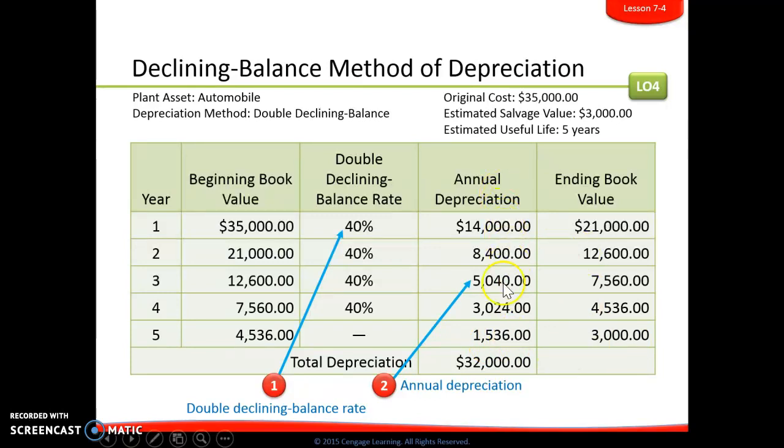Now, when we look for our total depreciation, it's still going to be $32,000. And that we would figure out the same way, $35,000 minus $3,000, that salvage value. So we're estimating it would depreciate $32,000, which is what we get here for our total.